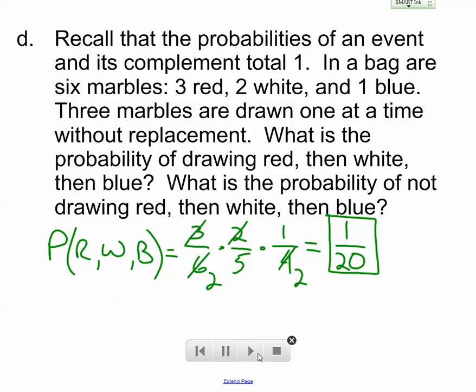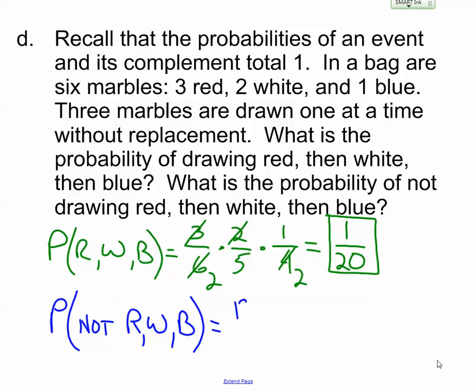That's on average. And that's a probability. It's not fact that it's going to happen like that, but the odds are that 1 out of every 20 times. If you do it 100 times, it should happen 5. If you do it 1,000 times, 50 times, it'll come up red, white, then blue. All right, so what's the probability then of not drawing red, then white, then blue? Well, that's the complement. Probability of not red, then white, then blue should add up to 1 when we add it to the probability of drawing red, then white, then blue. So it's 19 out of 20. 20 out of 20 minus 1 out of 20 is 19 out of 20.